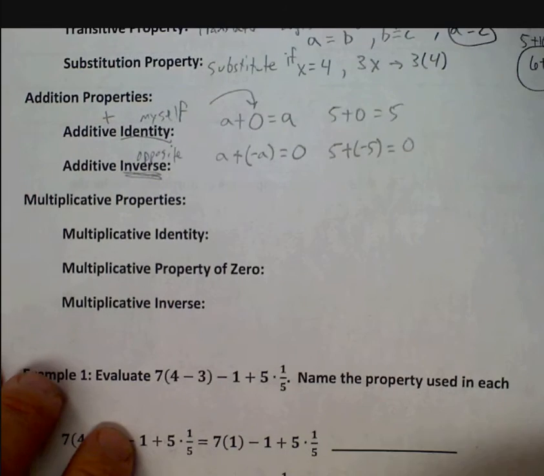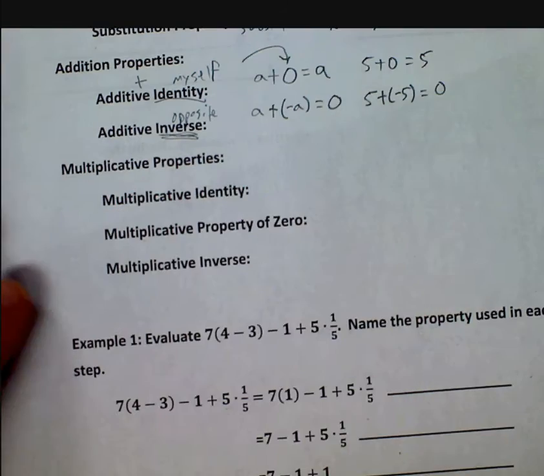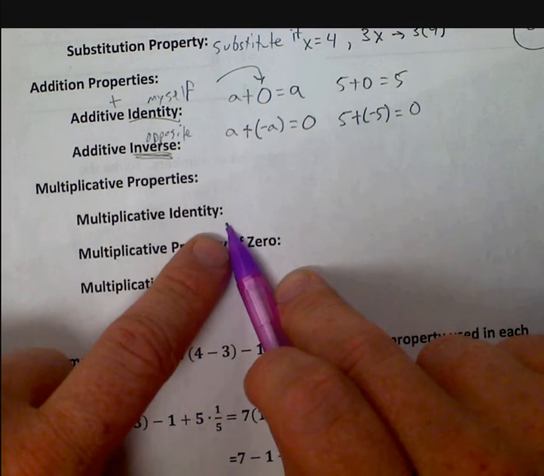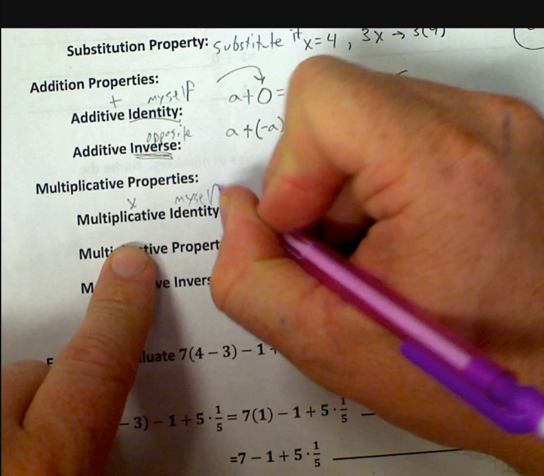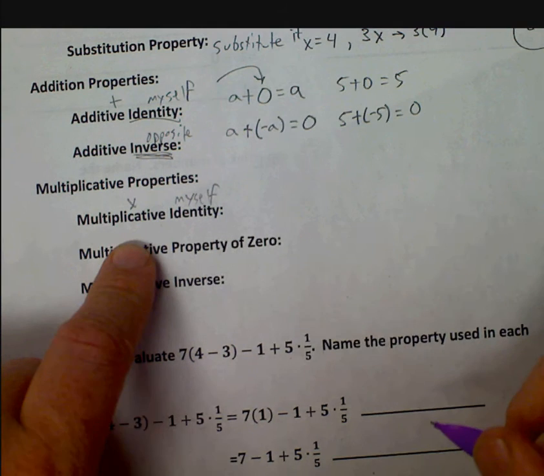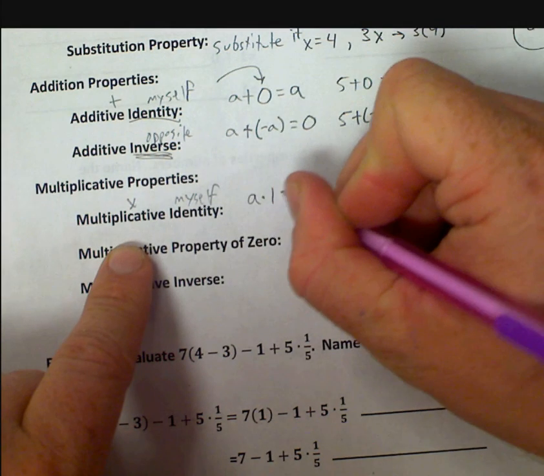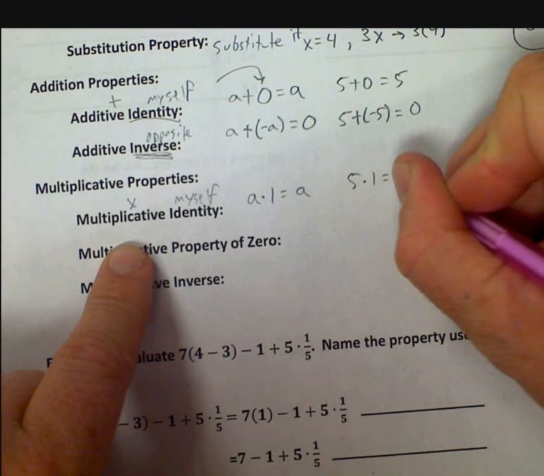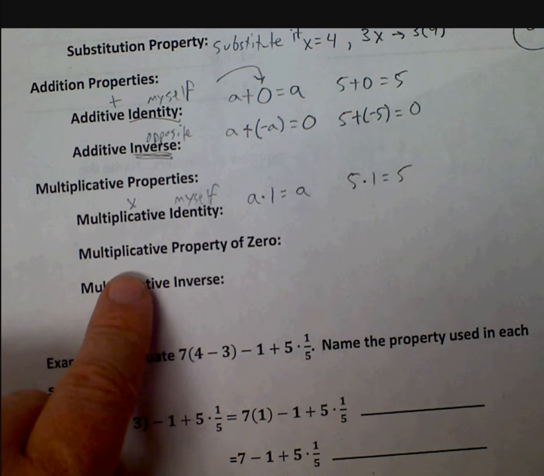Then we get to multiplicative properties. Within multiplicative properties, we have the multiplicative identity. So instead of adding, I need to multiply by something to get back myself. Well, the only number that works is 1. A times 1 will give me back a. 5 times 1 will give me back 5. If I multiply anything by 1, I get back itself.